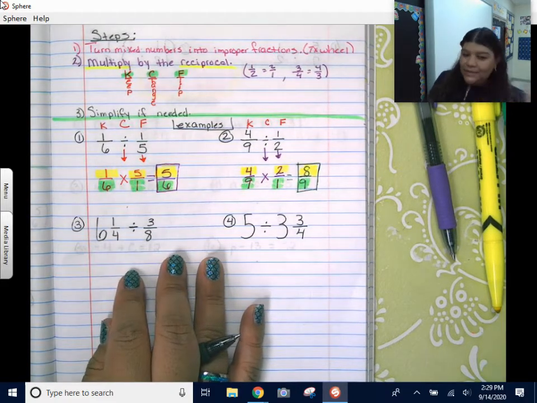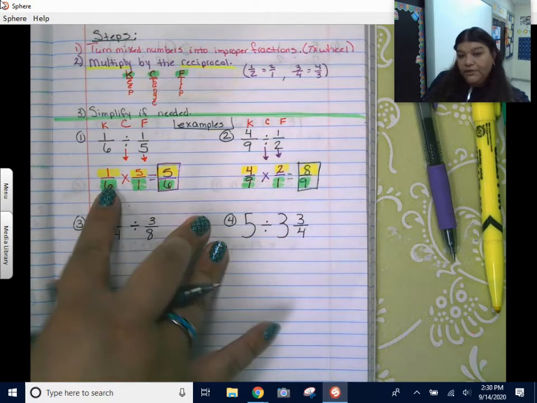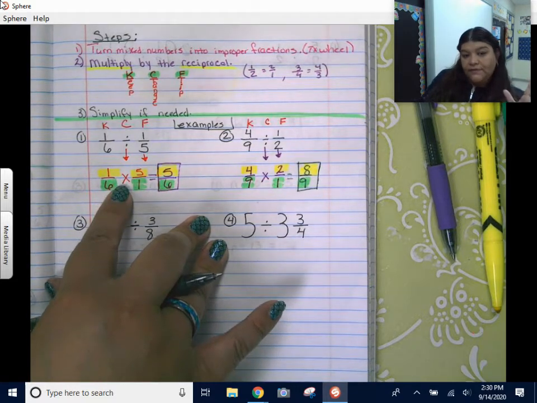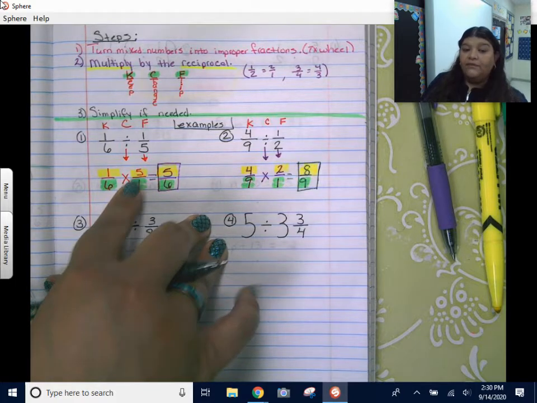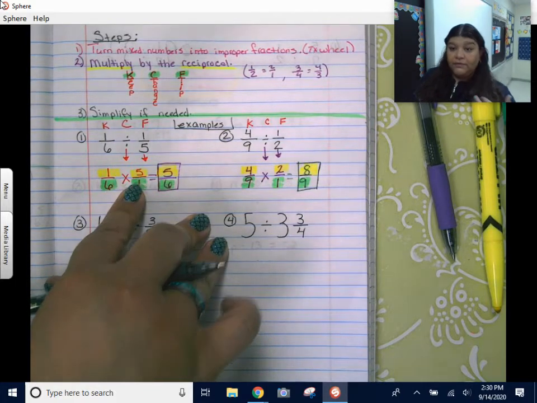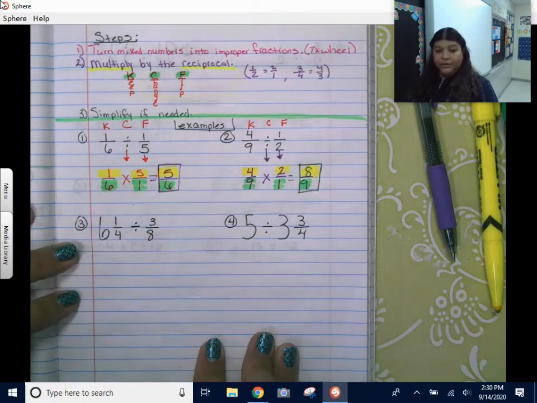Okay, see, it's not too bad, not too bad. Just remember the first fraction stays the same. Division changes to multiplication, and because of that, we have to go ahead and flip the second fraction. We have to do the reciprocal of the second fraction. Good.